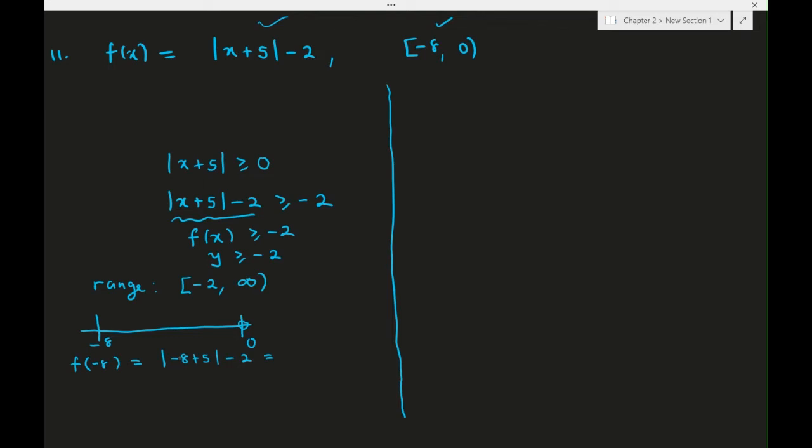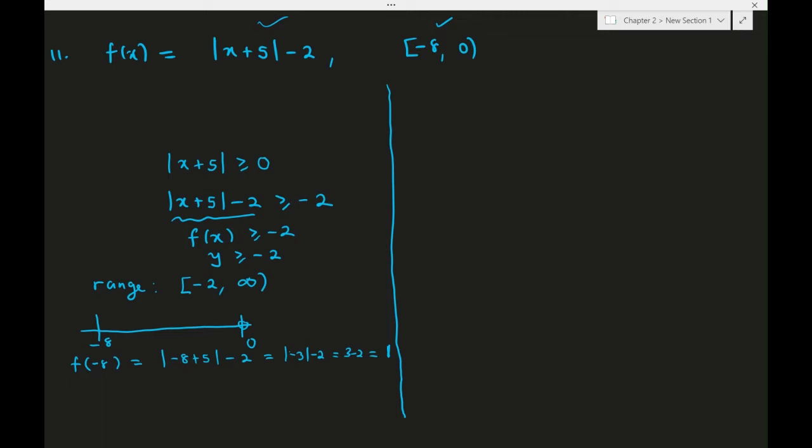And what is that? This is minus 8 plus 5, which is minus 3. The absolute value of minus 3 is 3, minus 2, which equals 1. Okay.